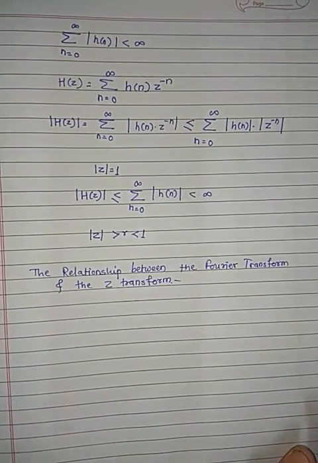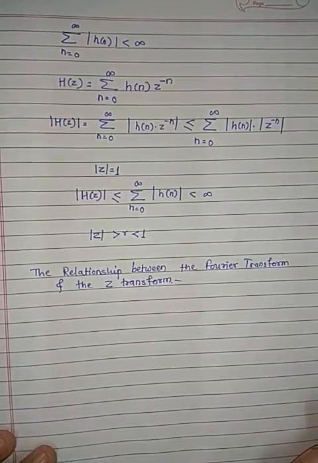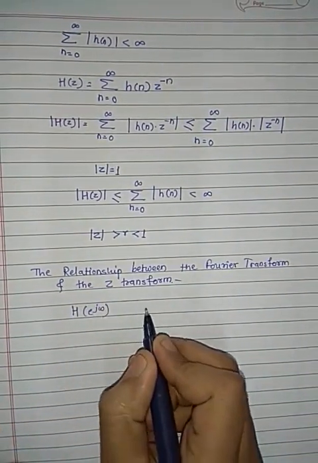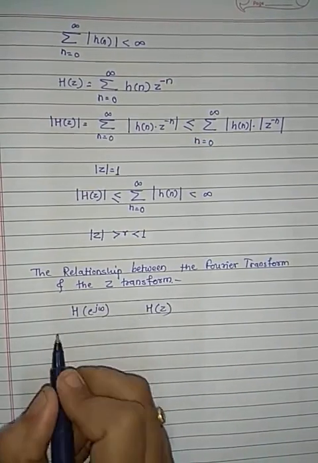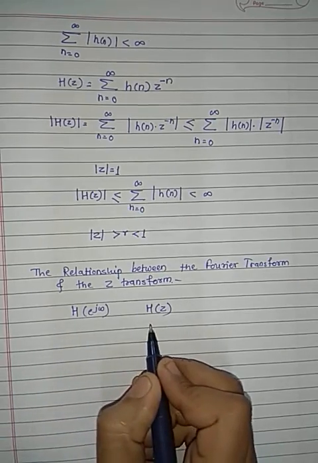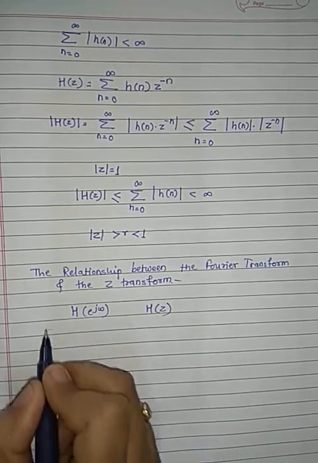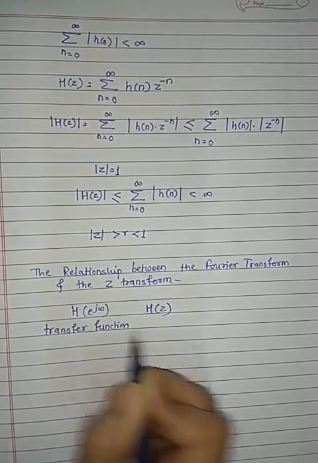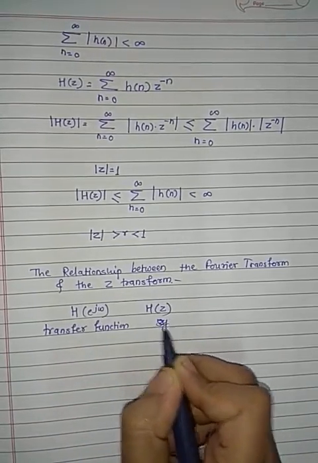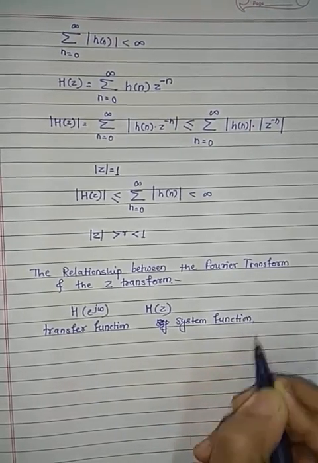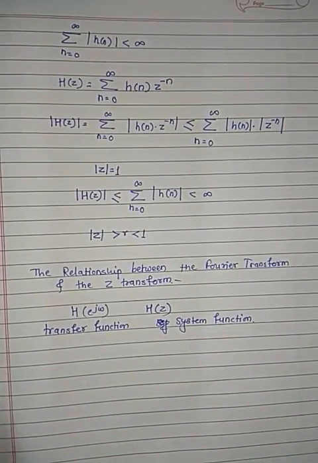Okay, so what is the relation between the Fourier transform and the Z transform? Here we will see the relationship between the transfer function H of e raised to j omega and the system function H of z. This is the transfer function H of e raised to j omega, and this is the system function H of z of a provided system. Now the relationship helps us in evaluating the Fourier transform in the z plane.